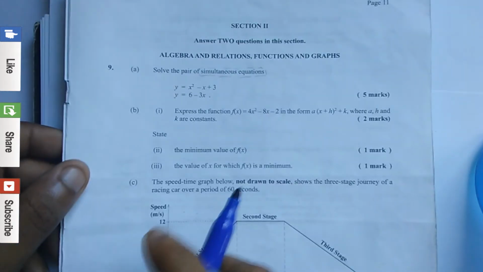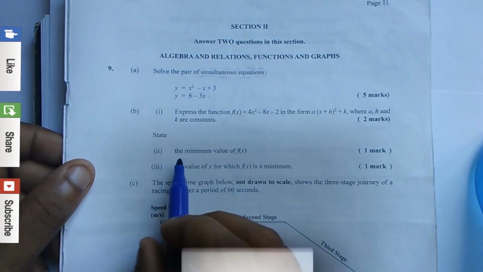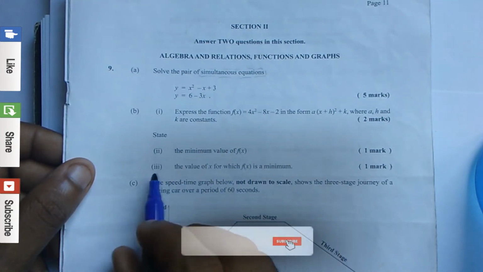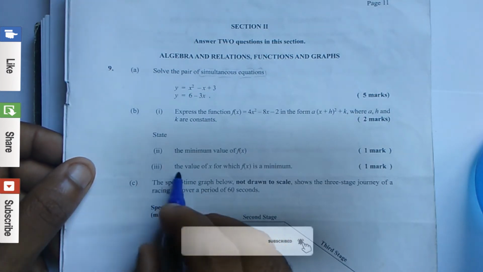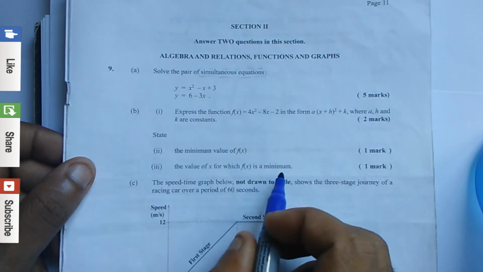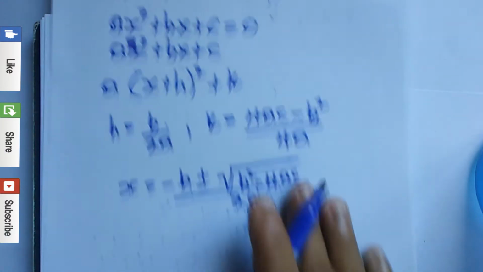So I'm going to solve that question. Afterwards, they said state the minimum value of f of x. Then we're supposed to state the value of x for which f of x is a minimum. So I'm just going to run into this question. Remember, you can pause the video, try the question, then check to see if your answer is correct.